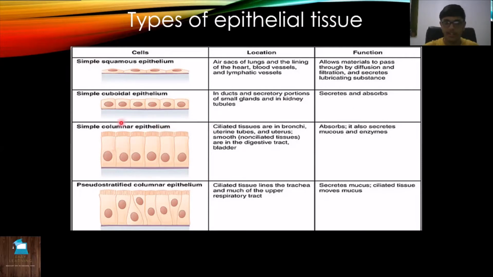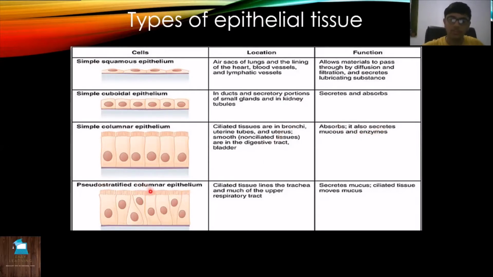The next is simple columnar epithelium tissue. It's like ciliated tissue. You can see the cilia here, and those are longer than this. See the size, those are uninucleated, of course, and the function is that they help in secretion, just for supporting, helps in secretion of mucus and enzymes.